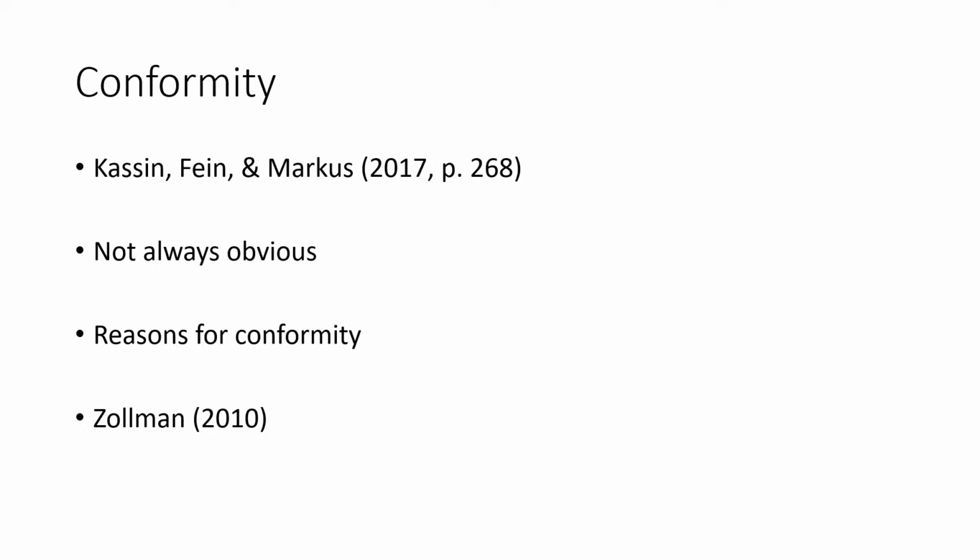Looking at this more in depth, let's first look at conformity. Kaysen, Fenn, and Marcus define conformity as a person's tendency to change their behaviors and beliefs to conform to group norms. Conformity is not always obvious. It can be anywhere from a complete giving up of beliefs in order to please the group to simply dressing a certain way because of how other people in that group are dressing, such as going out in public wearing jeans and a t-shirt instead of going out in your bathroom.